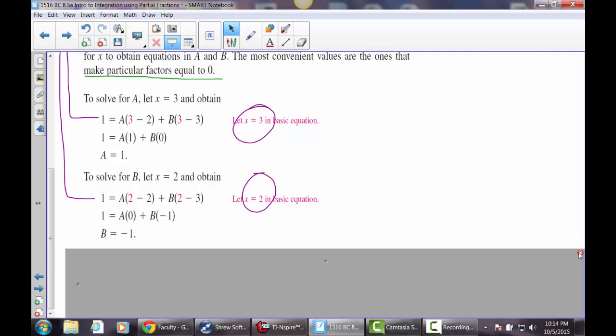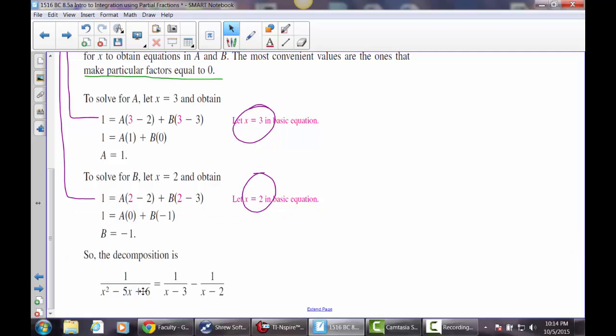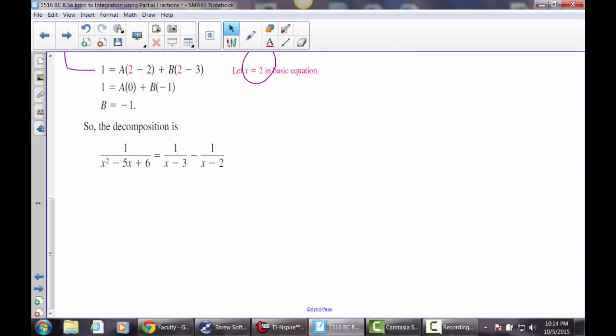And we have now taken our fraction, which was this original fraction. Remember, we said it was a over x minus 3 plus b over x minus 2. Well, a is 1 and b is negative 1, so it's plus negative 1. So it's really not a very difficult process. You might have seen it before in pre-calc, probably not.